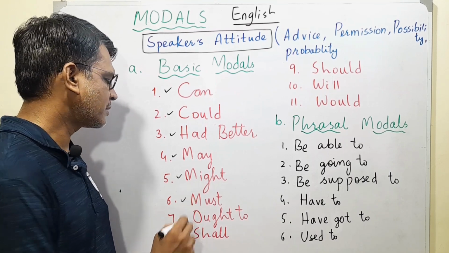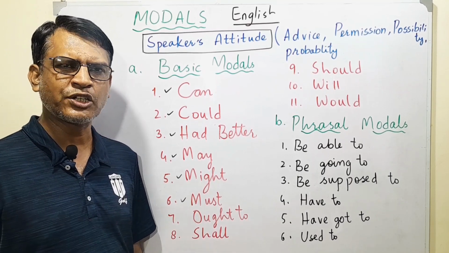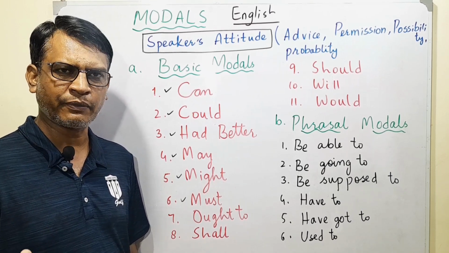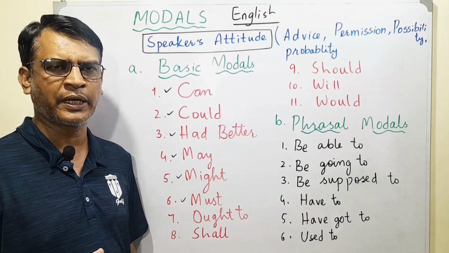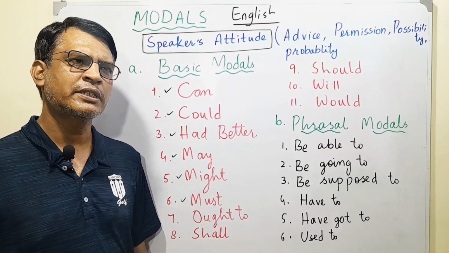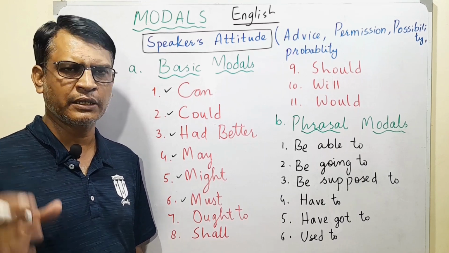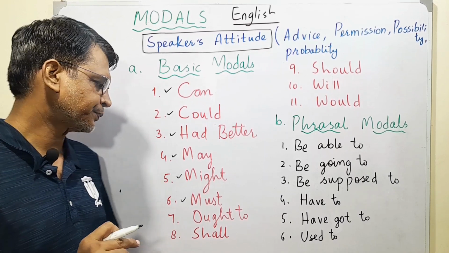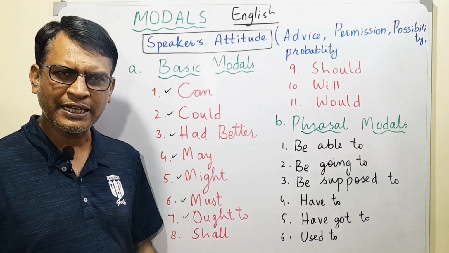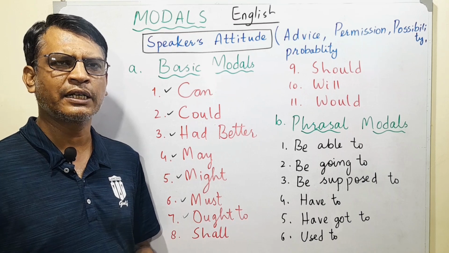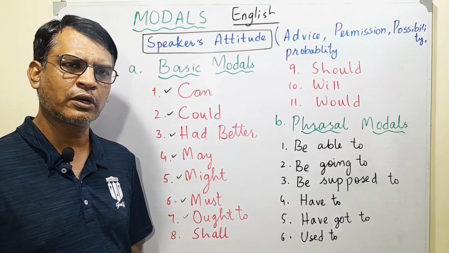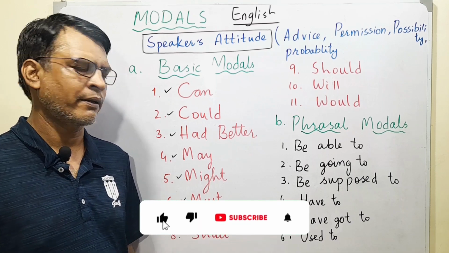Then we have must. Must shows a kind of obligation or necessity. You say that we must stop at the red light. So there is an obligation, and if you don't do it, there will be some bad consequences. Or we say that you must focus on your studies. That's 100% something that you have to do. Then we have ought to. Ought to is a formal expression, and we use ought to when we are giving advice. But it is a formal advice. So you say that you ought to focus on your examination.